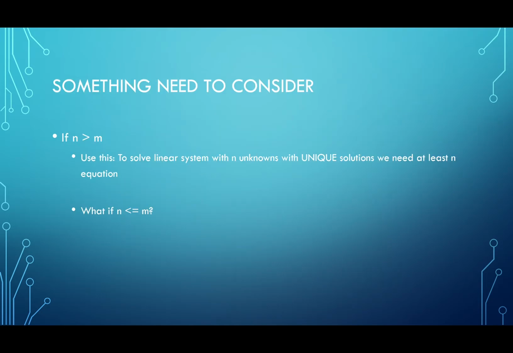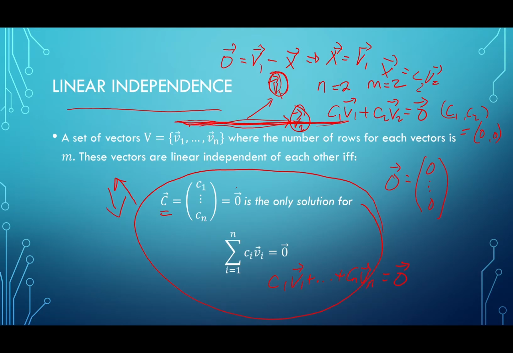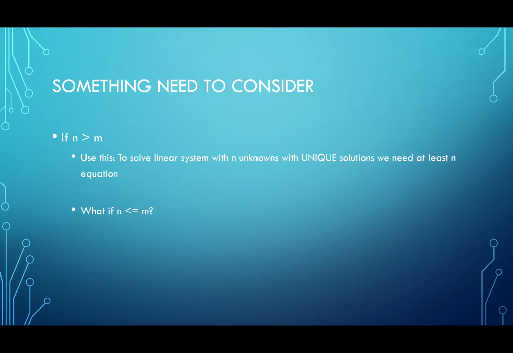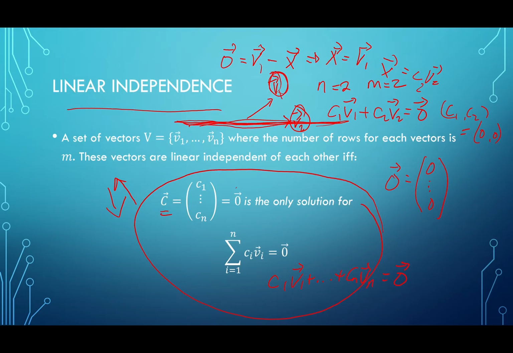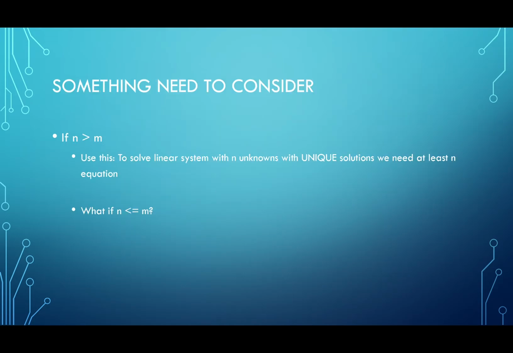So there's something that we need to consider, because I said before that n not necessarily equals m, but I want to think in larger dimension. So consider the scenario where n is bigger than m. So what happens? Well, by looking at this, there are n vectors in a set V, and the number of rows is m.